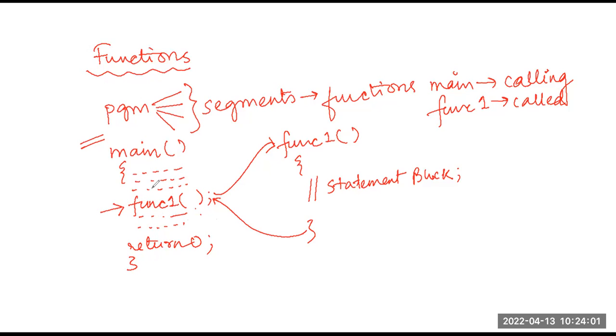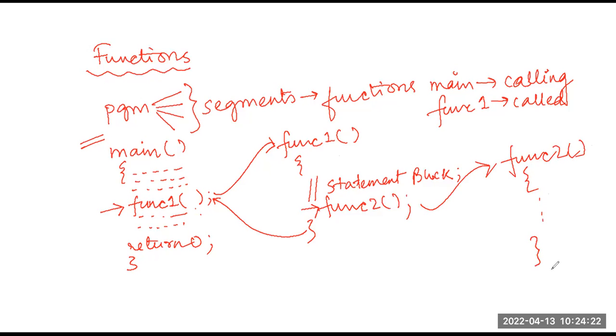Again, not only main. Suppose inside this function, you are again calling another function named func2. So whenever the compiler encounters this line, again it will go to where the func2 statements have been defined. So it is not that you can only call functions from inside the main. You can call functions from inside any other function. Okay. So this is how the function call is done.